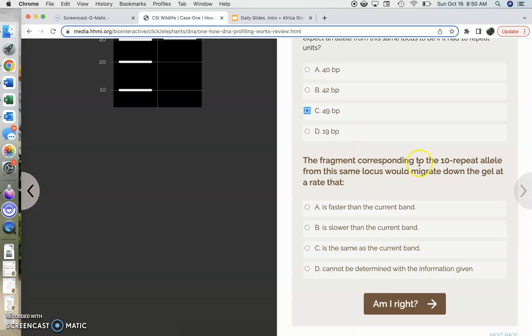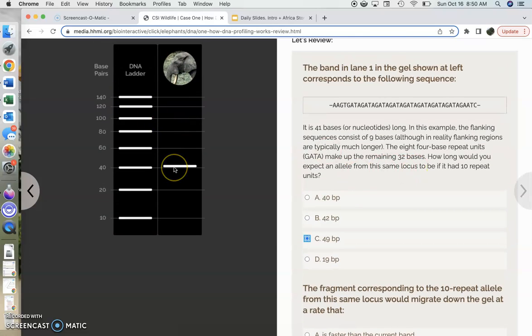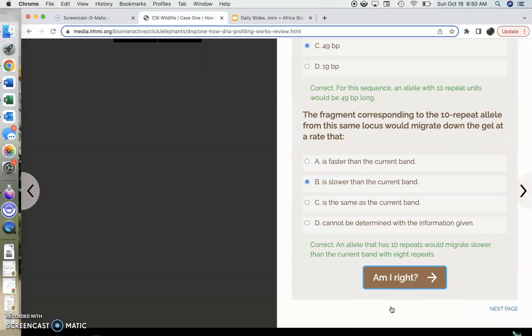And it says the fragment corresponding to the 10 repeat allele, what rate is it going to move down the gel? Is it going to be faster or slower or the same rate? Well, if a segment is longer, we know it doesn't go down as far as fast. It's slower because it's harder for it to move through the gel. Yay, we're right.